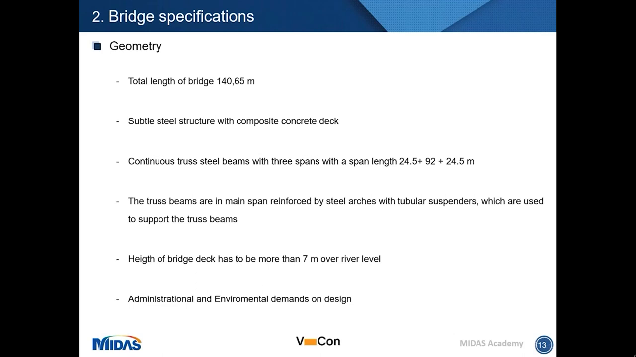We had to locate the piers outside the river, so that led to unequal span lengths: 92 meters for the main span over the river, and 25 meters at each end. We designed a subtle steel structure with two inclined truss beams reinforced in the main span over the river with steel arcs with steel tubular suspenders. We had to place the deck 7 meters above the river according to river transport demands, and we also had to adjust the design according to a number of demands from environmental and other administrations.